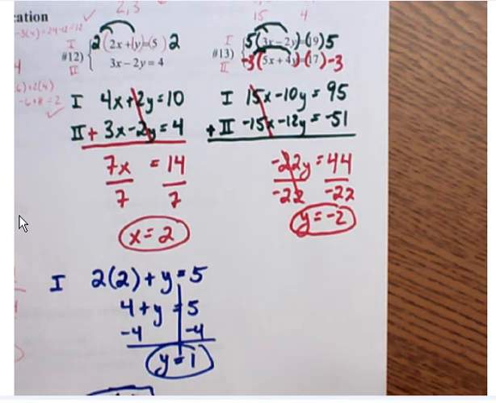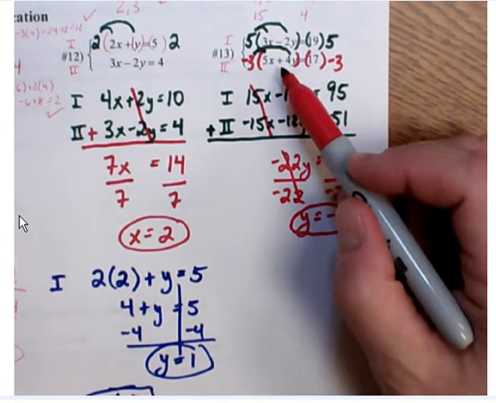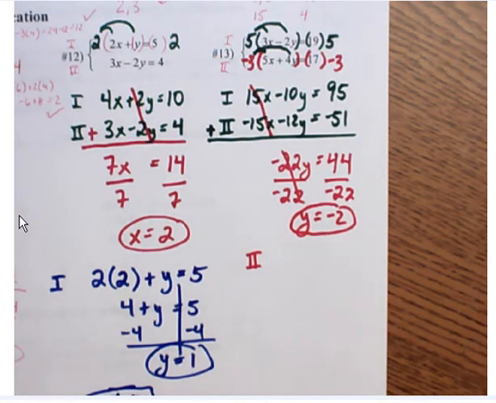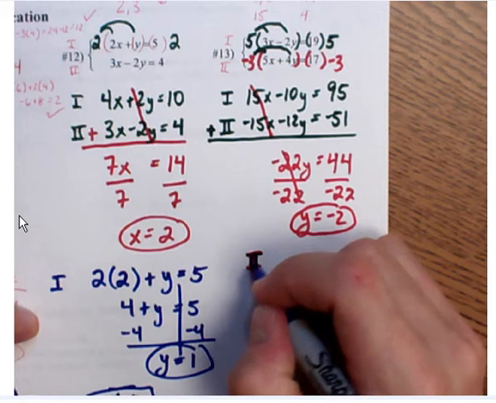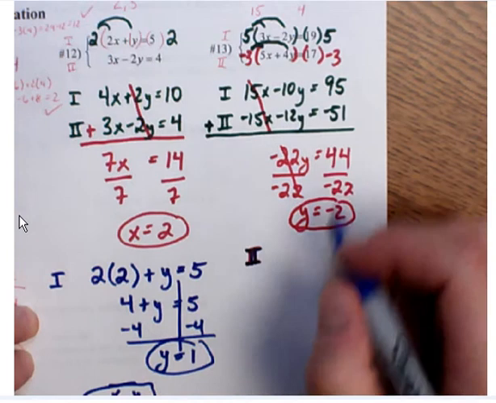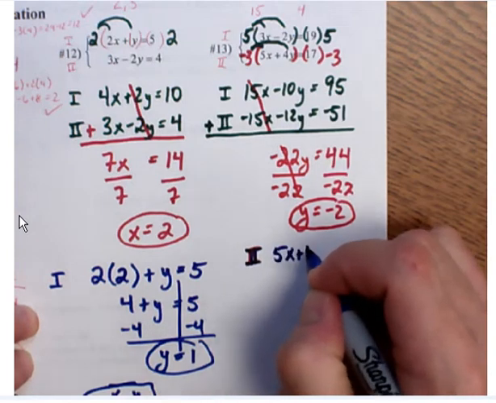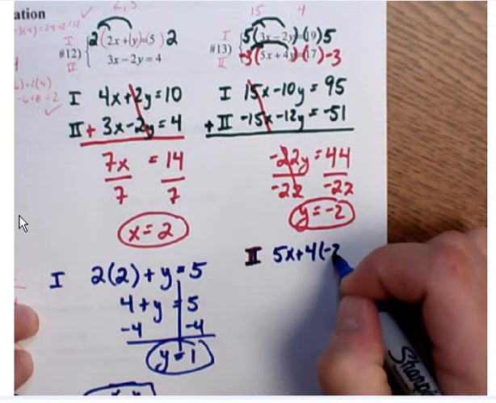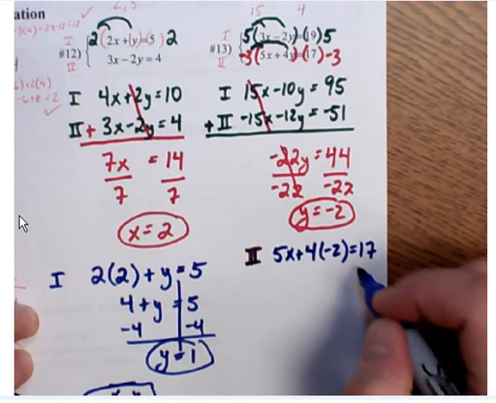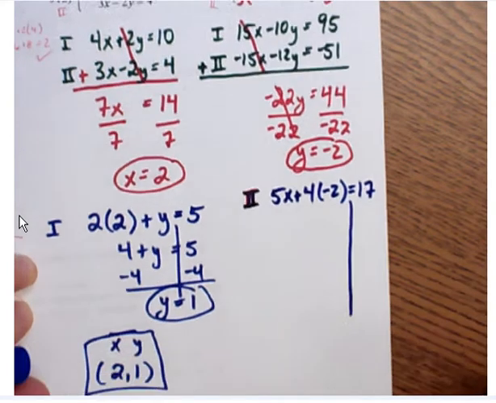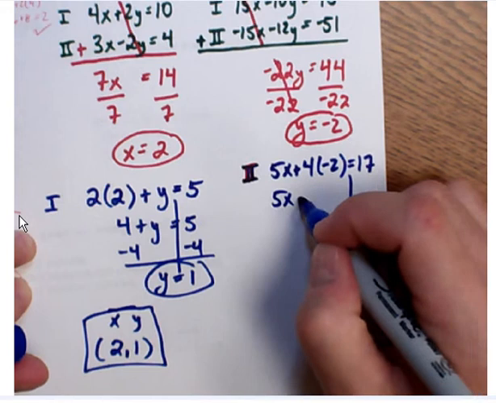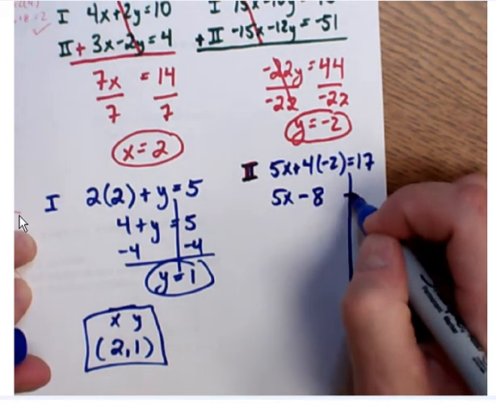Let's take equation 2 this time. All right, I'll do this in blue. Here's equation 2. It was 5x plus 4 times y. I'm taking the original equation. The y value is negative 2. Equals 17. Okay, I'm going to draw my line down. So we get 5x. 4 times negative 2 is negative 8. So minus 8 equals 17.